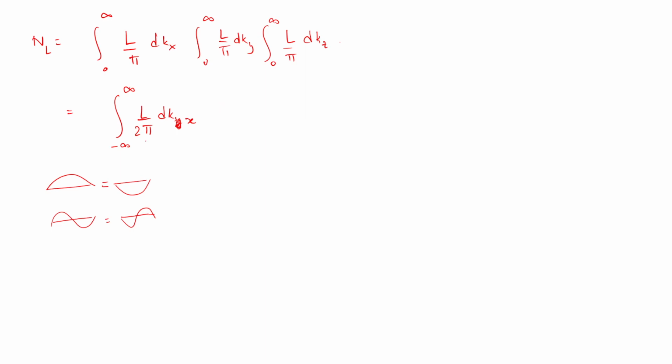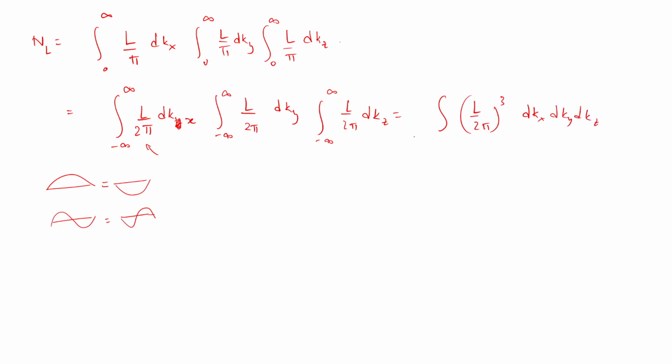So that is why we get this factor of 2 here. Now what we are going to do, minus infinity to infinity. Similarly for ky and kz, 2 pi dky minus infinity to infinity, L over 2 pi dkz. So what we get here is L over 2 pi whole cube dkx dky dkz, and this is from 0 to infinity, minus infinity to infinity and minus infinity to infinity.